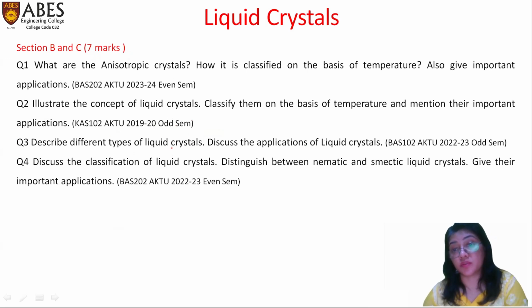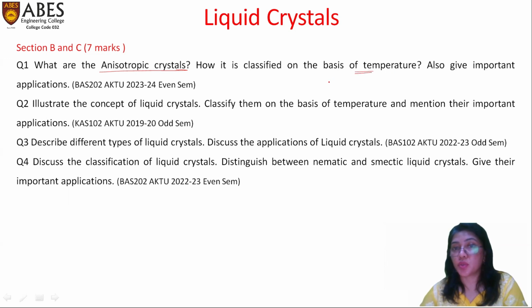This is one of the very important topics, liquid crystal, which is mostly asked in section B and C. It is a question which is asked to write out in detail. Here, they have not given the name liquid crystal. They have used a name that is called anisotropic liquid crystal. This is the same liquid crystal which we define depending upon their properties and structure, classified on the basis of temperature.